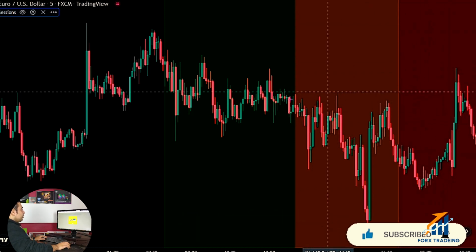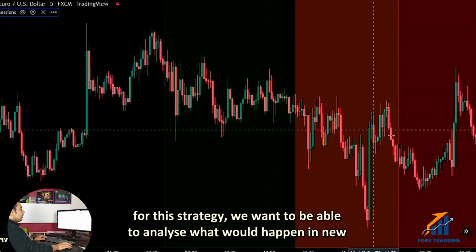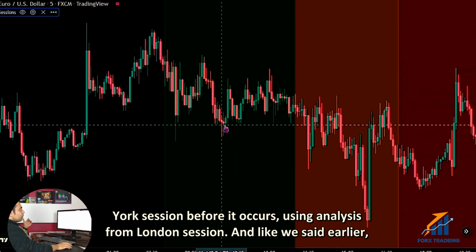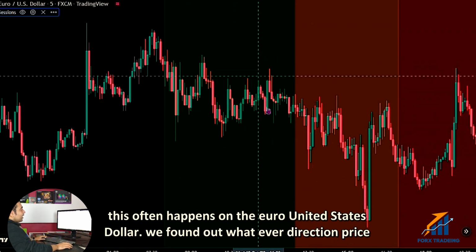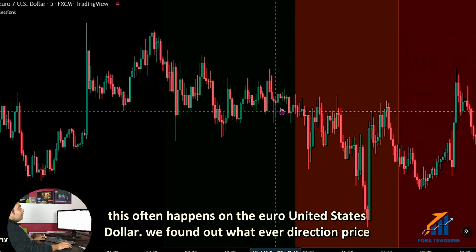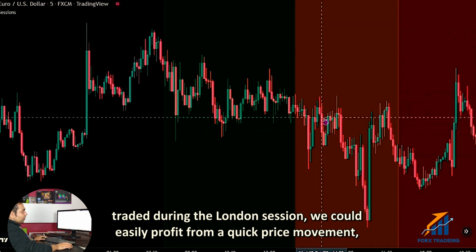We found out whatever direction price traded during the London session, we could easily profit from a quick price movement when the New York session tends to kick in, as we would not want to stay in the market for long. What we mean is this: we take position by the beginning of the New York session, as there are price action moments that tend to be profitable even before the London session ends.